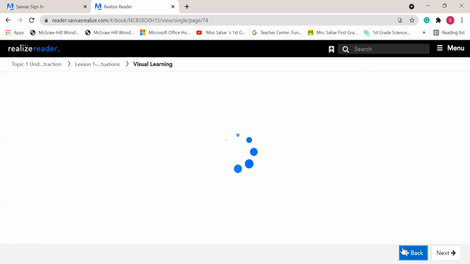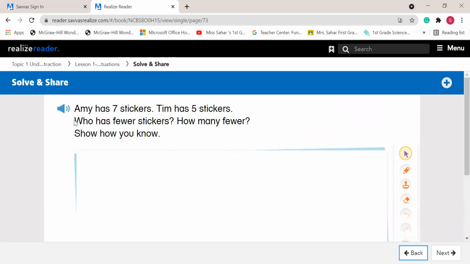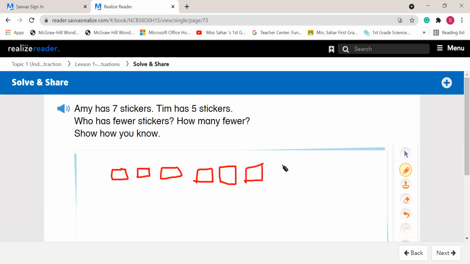Okay, so let's go to our example and use the strategy and the lesson we just learned. Amy has 7 stickers. Tim has 5 stickers. So who has fewer stickers? How many fewer? We're going to replace the stickers with boxes. Amy will choose orange. So that's what Amy has. 1, 2, 3, 4, 5, 6, 7.